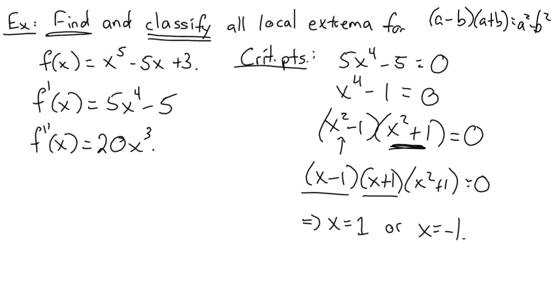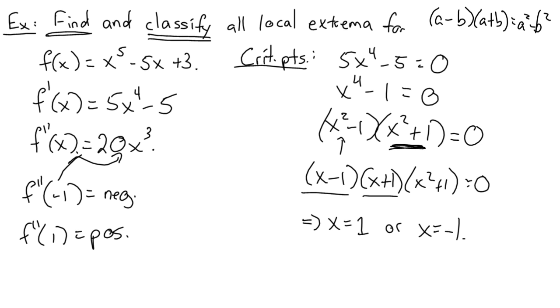So we could use the first derivative test here. We could make a number line and check some points in between -1 and 1 and outside of them and all that. Or we could use the second derivative test. F double prime of -1 is negative. I don't even care that it's -20. All I care is that it's a negative number. So I'm just plugging -1 into that x, and F double prime of 1 is positive. See how easy that was? Very, very easy. That's the benefit of the second derivative test.